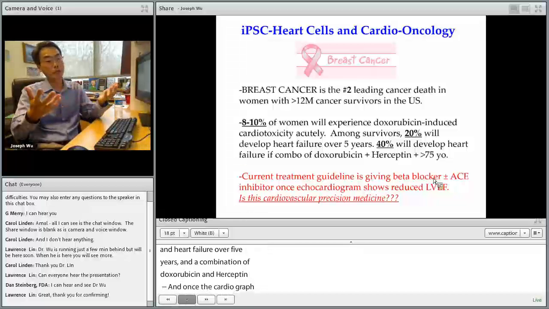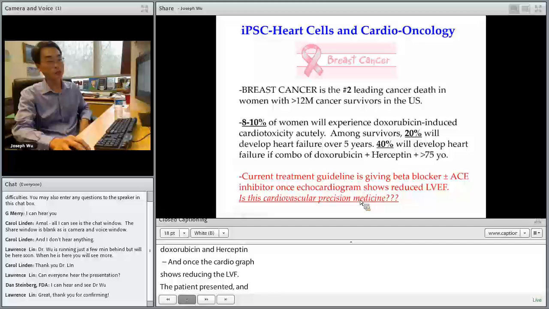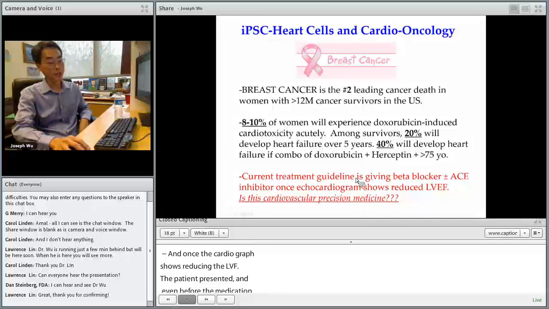The patient presents with the manifestation of reduced LVEF. You then start giving the medication. So the question here is, is this considered cardiovascular precision medicine? And can we do better than this?